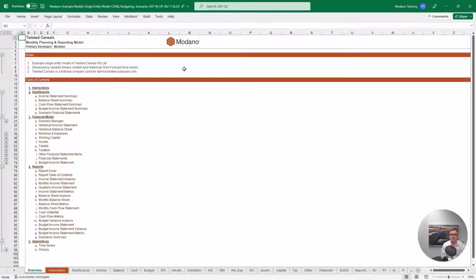So let's talk about cost of goods sold. Now, cost of goods sold has multiple names, including cost of sales, COGS, or direct costs. It essentially reflects the costs incurred by a business to generate its revenue.